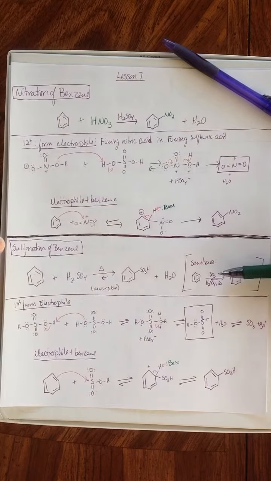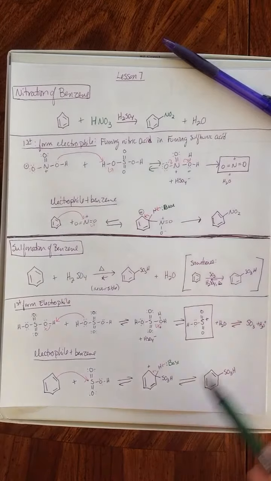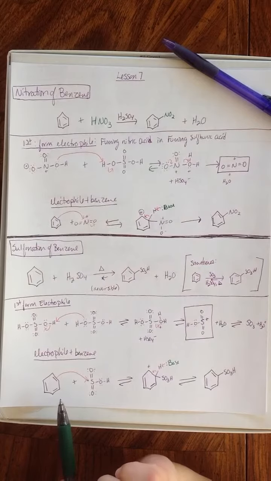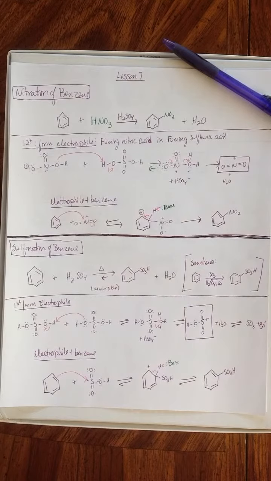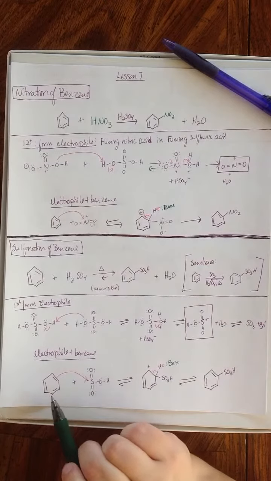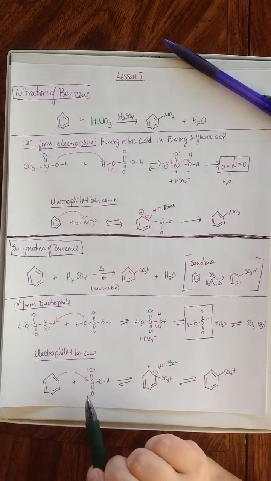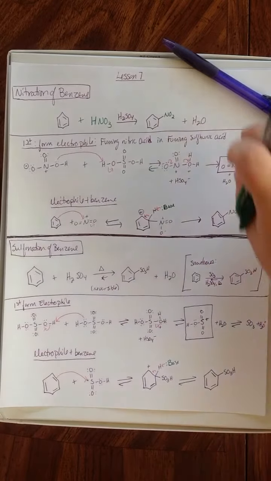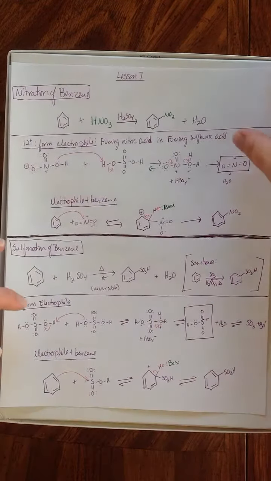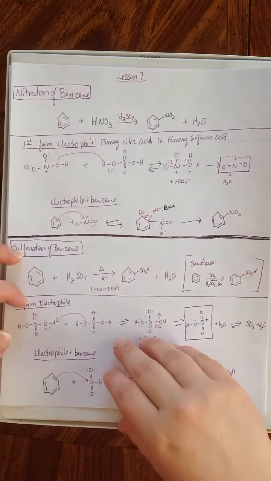As I was saying, you could also add SO3 and H3O plus, which will basically form that same electrophile. Then again, we come to the same type of mechanism, where benzene comes and donates electrons to the sulfur. A base then comes and removes the hydrogen, electrons go back, and again, you end up with an EAS reaction that's completed there.